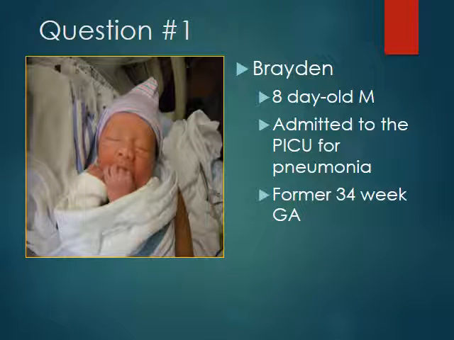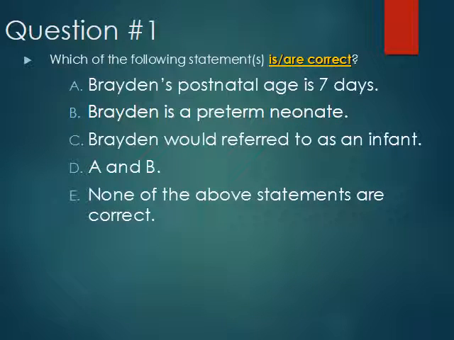So coming back to our case snippet, Braden is an 8-day-old male admitted to the PICU for pneumonia. He's a former 34-week gestational age baby. Which of the following statements would be correct? Braden's postnatal age is 7 days. We know that to not be the case since it said it was 8 days after being born. Braden would be a preterm neonate. That would be true. And Braden would be referred to as an infant. Since he is within that first month period, he would still be considered a newborn or a neonate, so we would not technically call him an infant. So the answer would be B.